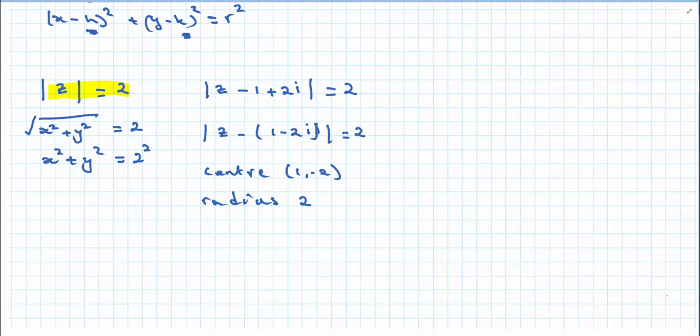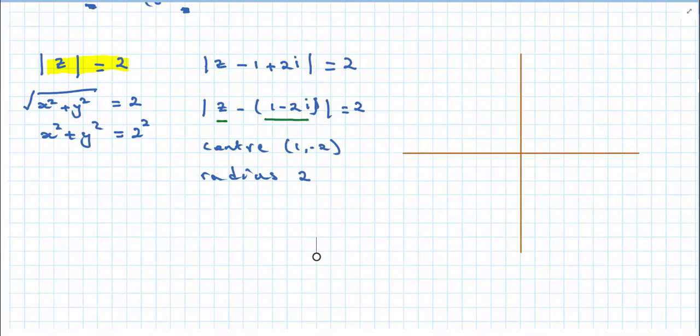Another way of looking at this is by recalling that modulus represents the length of a vector. In this case, we have a resultant vector that's the product of the vector 1 minus 2i being subtracted from z. So think back to our vector subtraction. When we subtract two vectors from each other, the resultant is a third vector. And in this case, we're looking at the length of that vector.